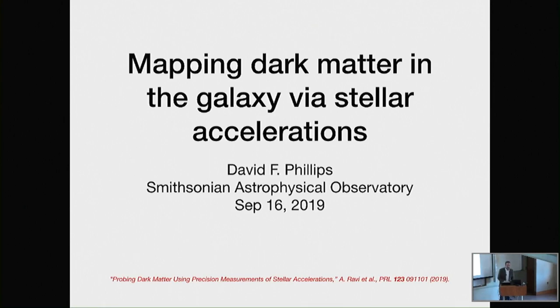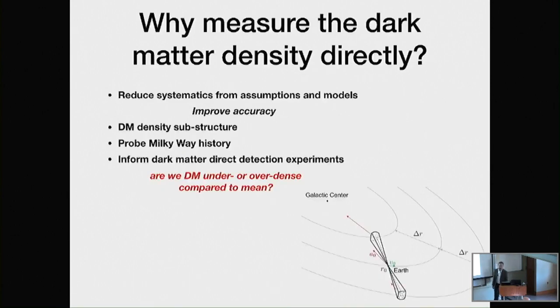I'd like to tell you a little bit about direct mapping of dark matter in the galaxy. As we heard in the last talk, for direct detection of dark matter, whether you're looking for heavy WIMP-like particles or light scalars, to interpret any results you get, you need to know what the dark matter density in the local neighborhood is.